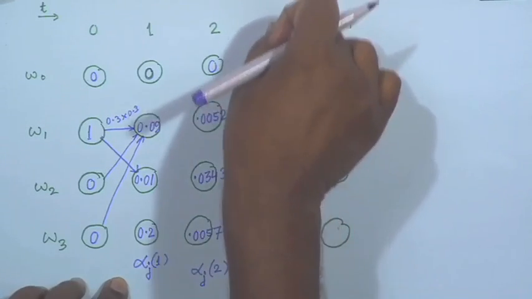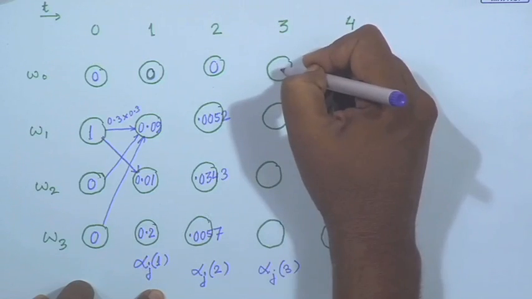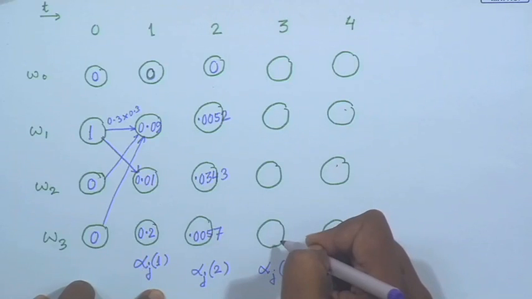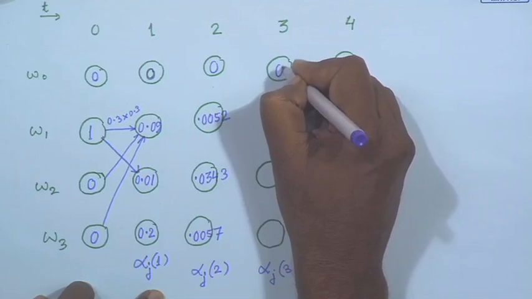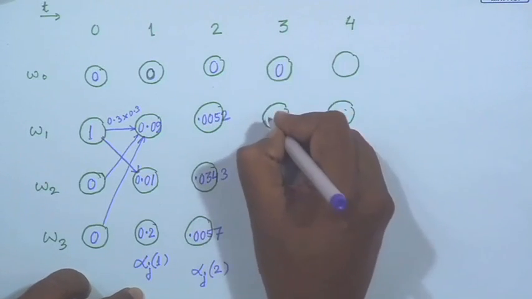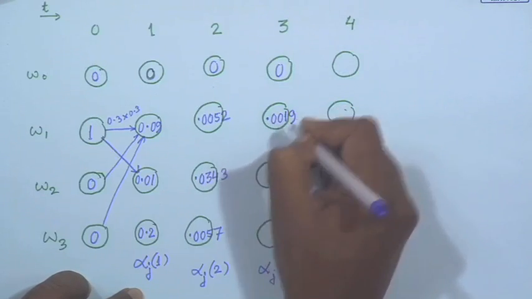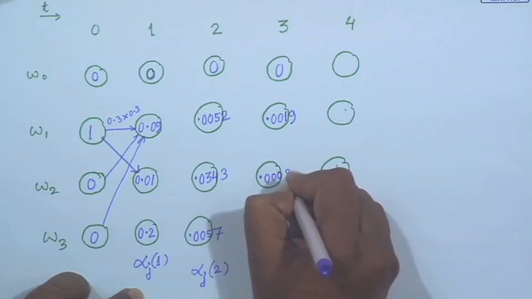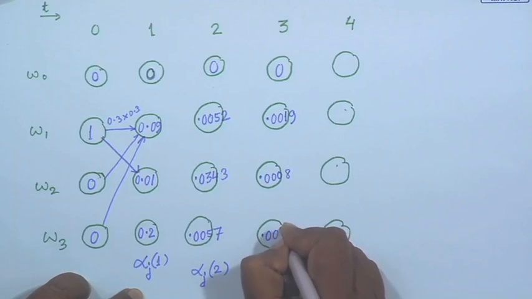In the same manner, if you compute at t equal to 3, here I have alpha j 3. For j equal to 0, I get this. For j equal to 1, I get this. For j equal to 2, I get this. For j equal to 3, I get this. Here again this term will be equal to 0. This figure will be 0.0019, this will be 0.0008, and here it will be 0.0012.